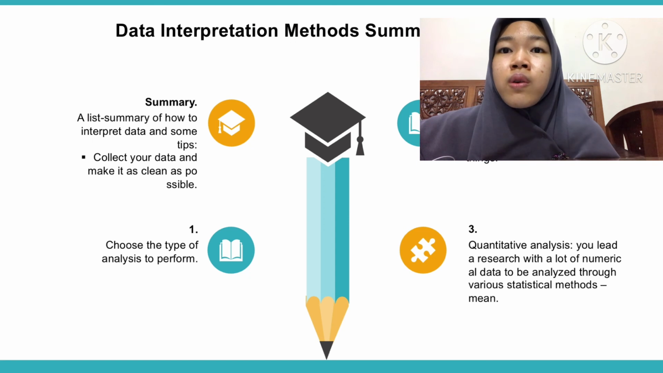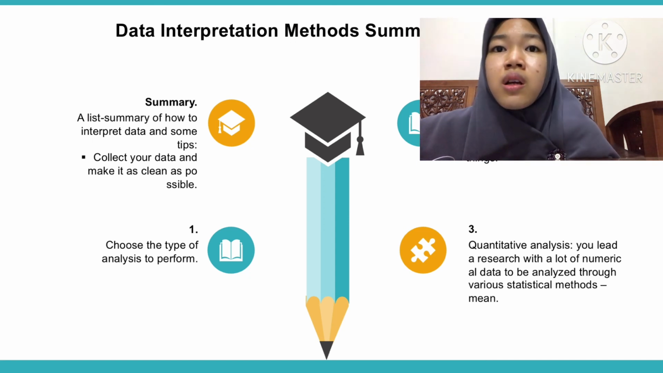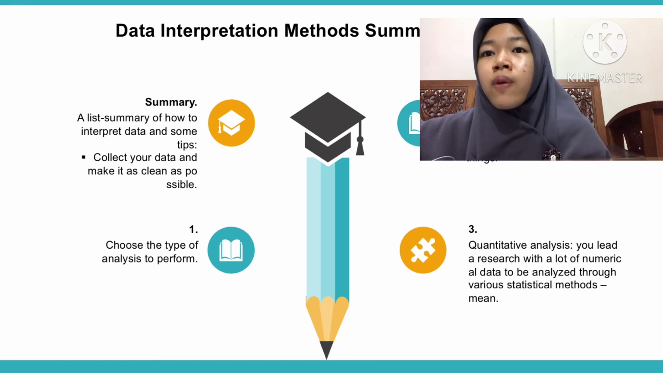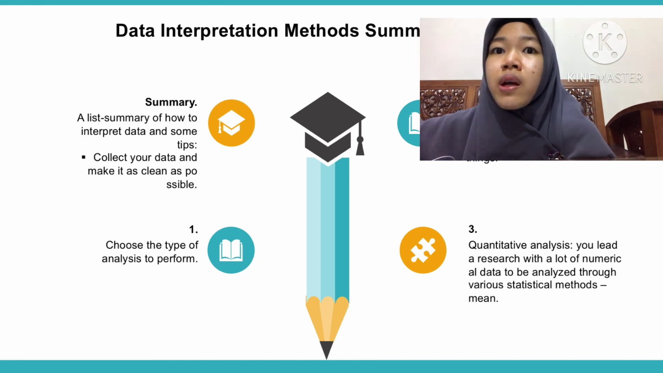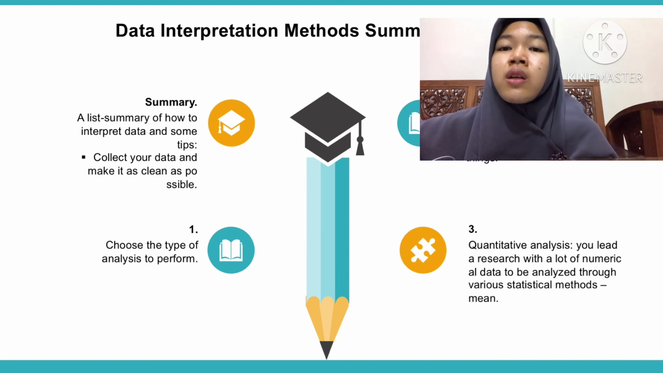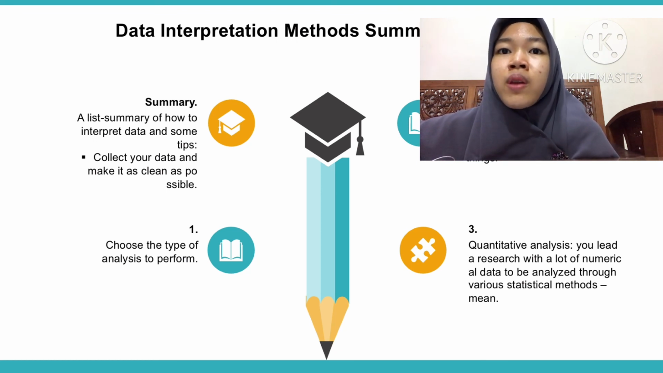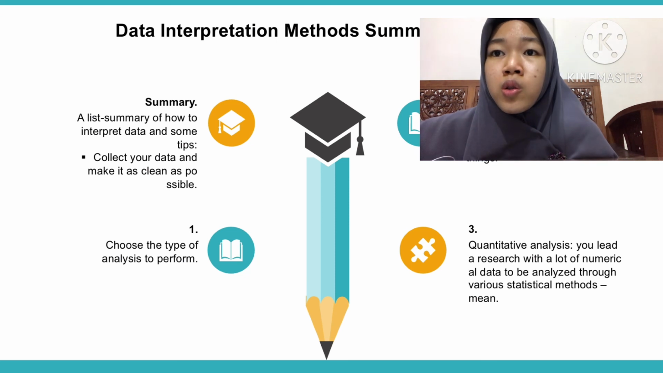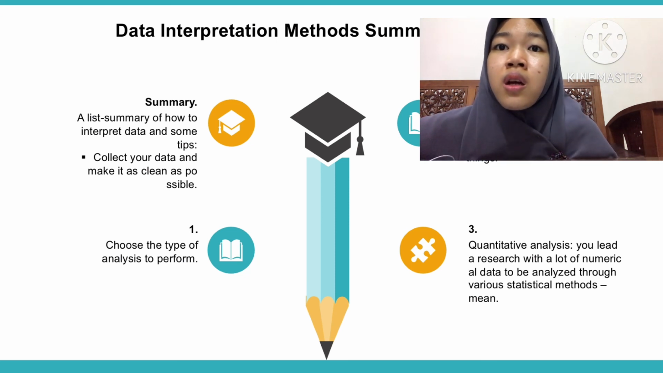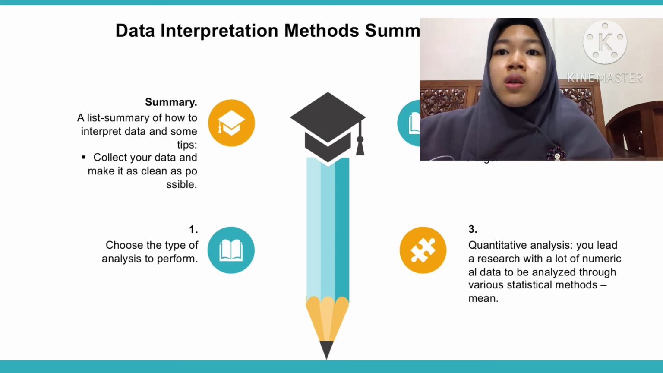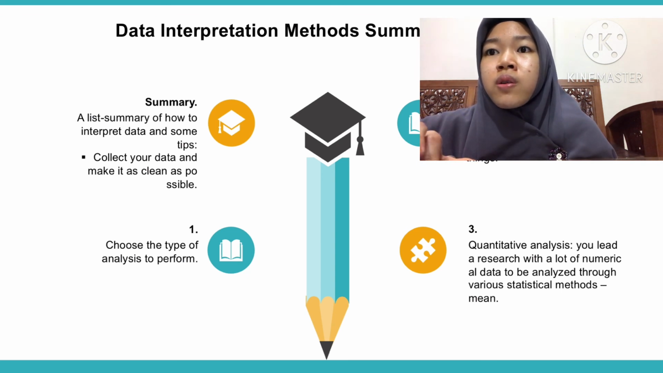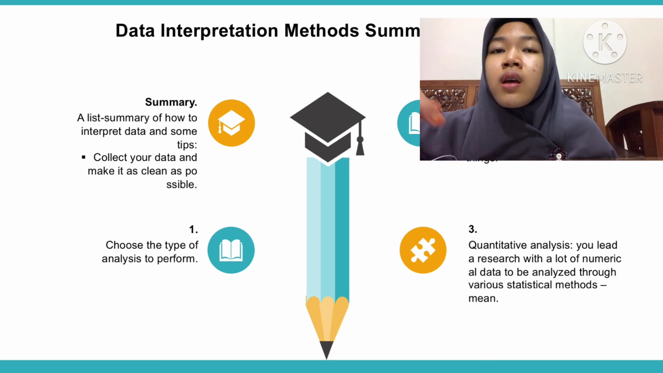The first is to collect your data and make it as clean as possible, and then choose the type of analysis to perform, qualitative or quantitative, and apply the methods respectively to each. In qualitative analysis, observe, document, and interview; notice, collect, and think about things. In quantitative analysis, you lead research with a lot of numerical data to be analyzed through various statistical methods, such as mean, standard deviation, or frequency distribution, for instance. Go on to the next slide.